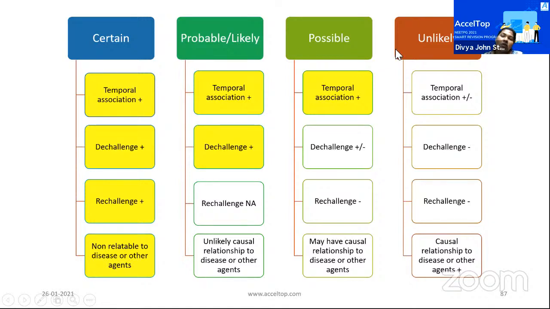There's another category called unclassifiable or unassessable, where you don't have much data recorded. So we'll not look into that. We'll look into workable examples. Certain causality means that the drug and the adverse drug reaction have a temporal association, as in after the drug has been given, the person developed an adverse drug reaction after a plausible temporal association.